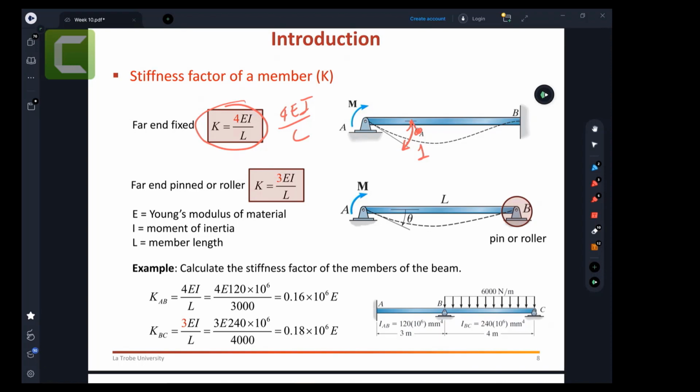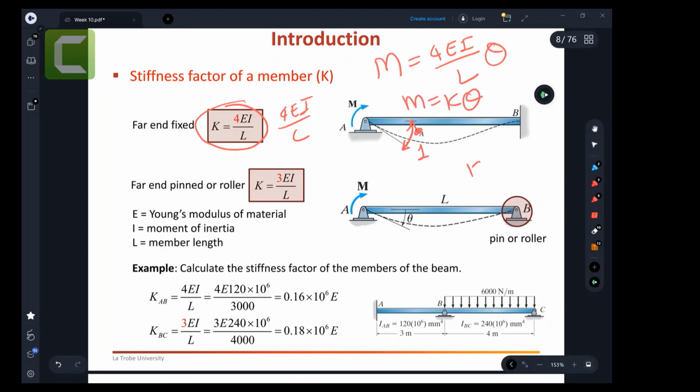You remember last week we said that the moment needed to rotate it depends on the material, E, and I, the cross-section's moment of inertia, over the length, times theta, because if it is 1 radian, then the moment required to create the 1 radian is 4EI over L. If you require theta A moments instead of 1, then you multiply by theta. So you can see M equal to K theta.